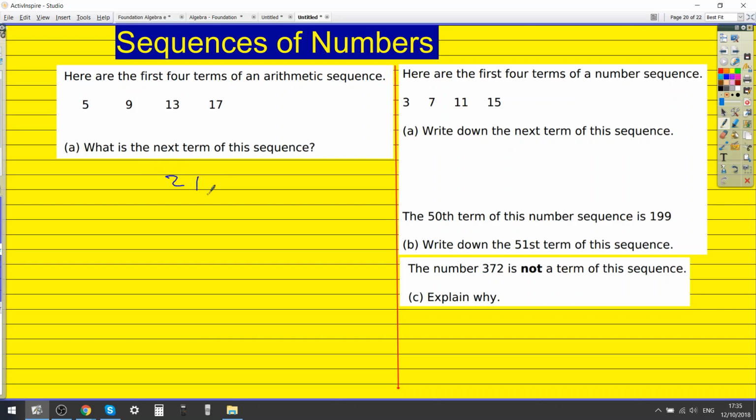21. Yeah. And how about the one on the right? 19. And B? Write down the 51st term of this sequence. The 50th term of this number sequence is 199.